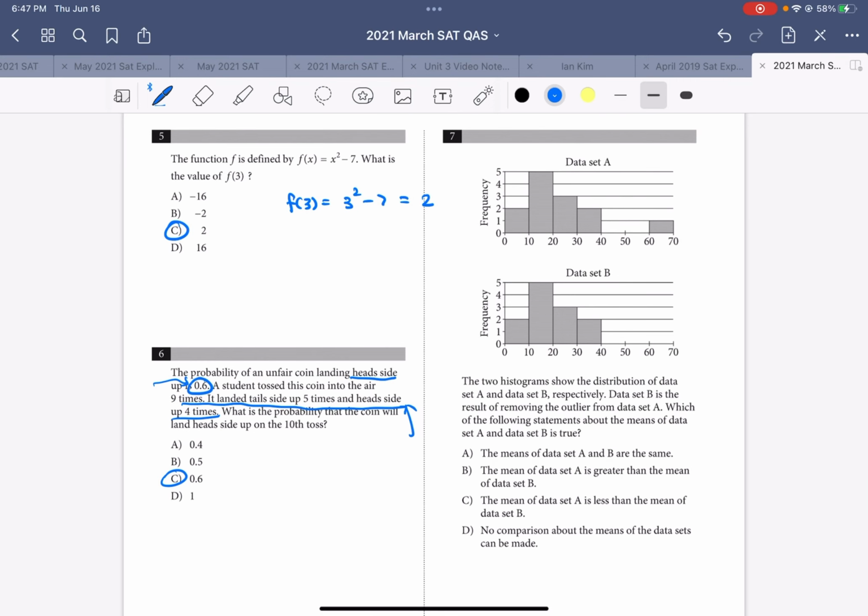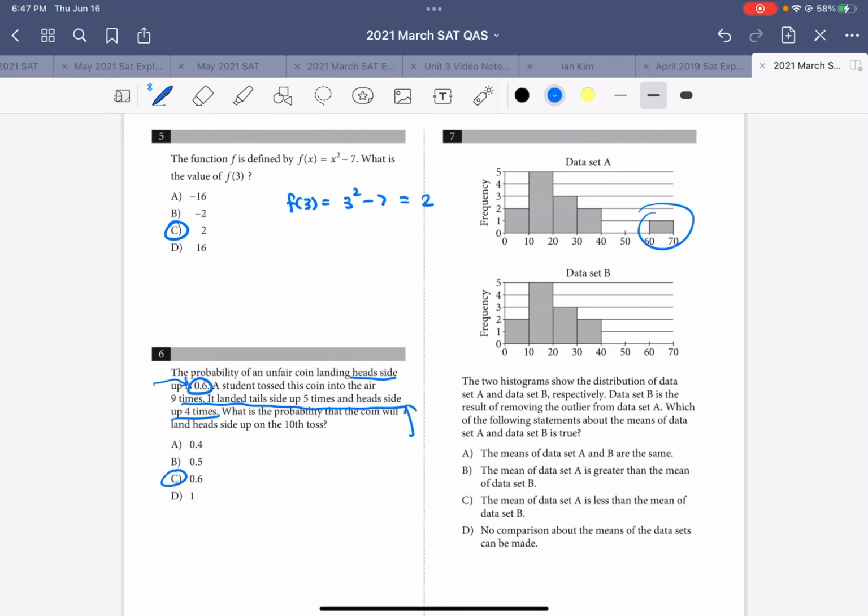Number 7. The two histograms show the distribution of data set A and data set B respectively. Data set B is the result of removing an outlier. So this is the outlier, you can tell, from data set A.